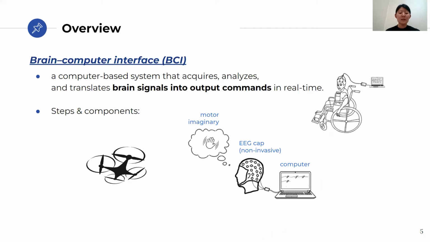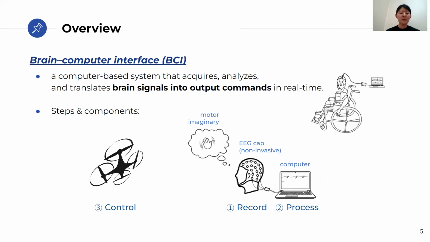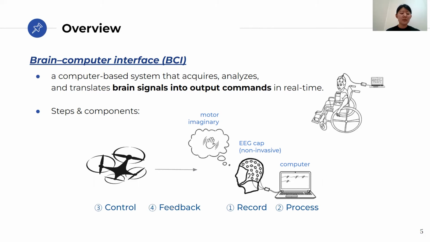BCI is a computer-based system that acquires, analyzes, and translates brain signals into output commands in real time. The robot control using BCI is as follows. First, record brain signals with an easy cap. Second, process the data by computer and send the resulting command to the robot. Then the robot does the act as the operator intended, and the returned feedback moves the operator as they see the robot.